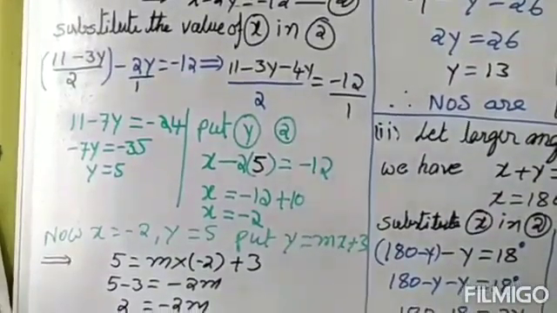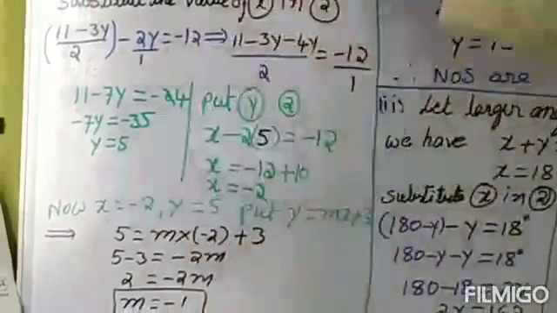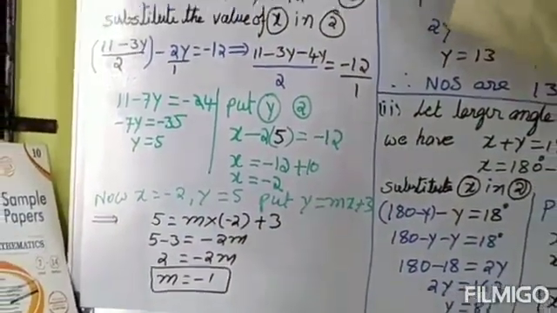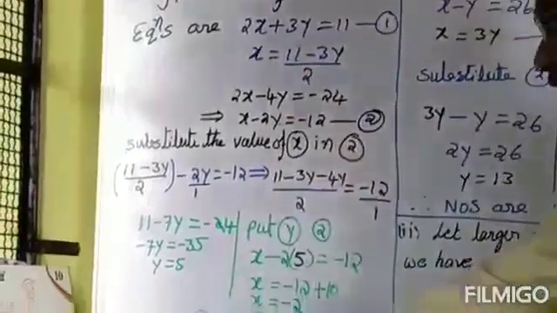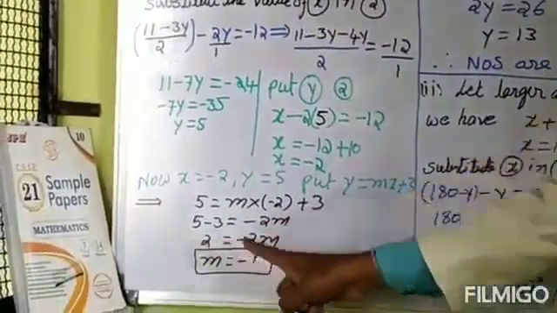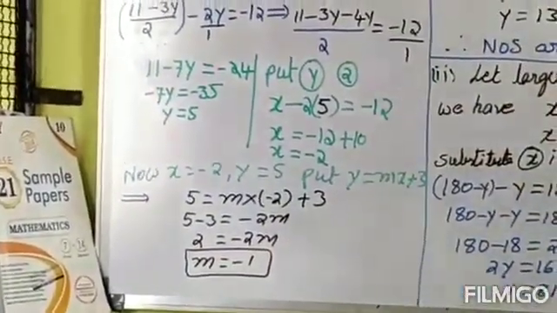To get the value of m, these x and y values we are substituting in the given equation y equal to mx plus 3. y value 5, x value minus 2, then we are getting 5 equal to m into minus 2 plus 3, and we are getting here 2 equal to minus 2m, so m equal to minus 1. So this is the value we need to find.